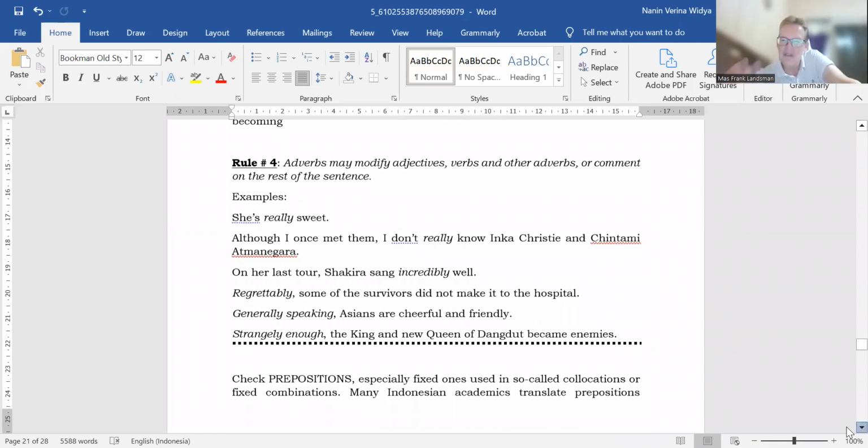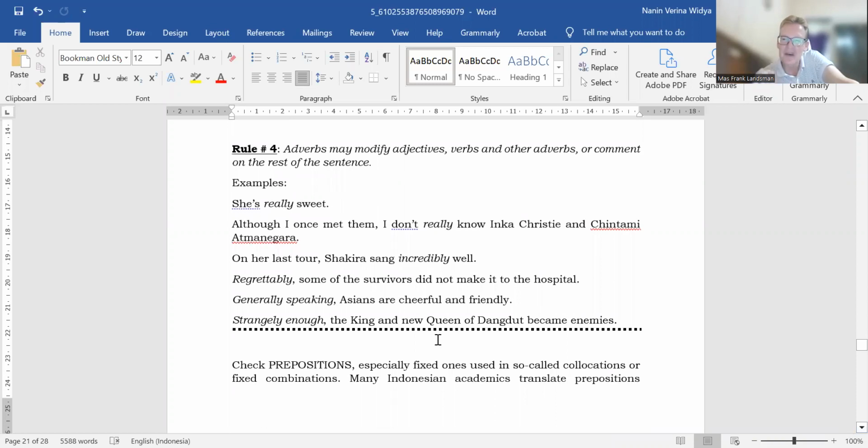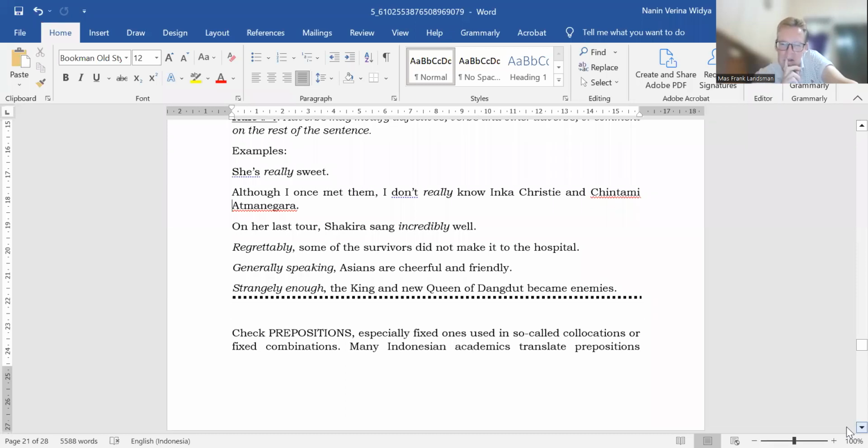Okay, so these are the 4 main rules of grammar. If you stick to them, you make fewer mistakes. It's already a step in the right direction. So, another point is check prepositions, yang diperiksa dulu ya sebelum kirim makalah Anda ke editor, ke jurnal. Check prepositions, kata depan.